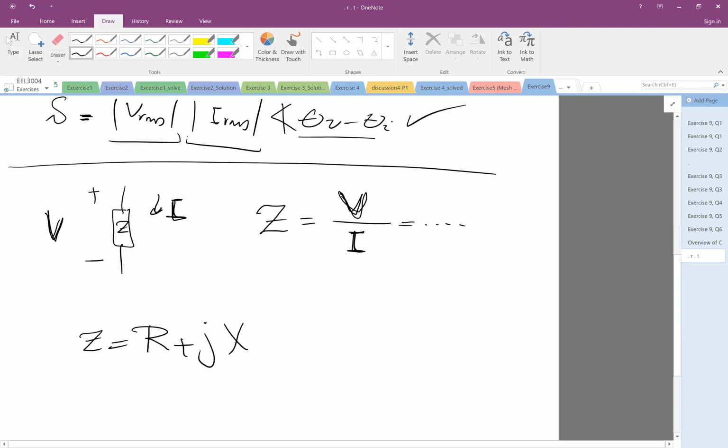Now remember, in class I told you, if X is positive, it's going to be an inductor. So if X happens to be positive, remember j omega L, it's going to be similar to j omega L, right? So it's going to be an inductor. Now if X happens to be negative, because it's going to be minus j, it reminds us of minus j over omega C, and that's going to be a capacitor. And R, the real part, is always the resistor, right?